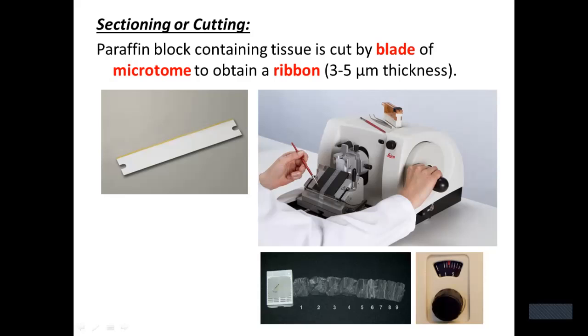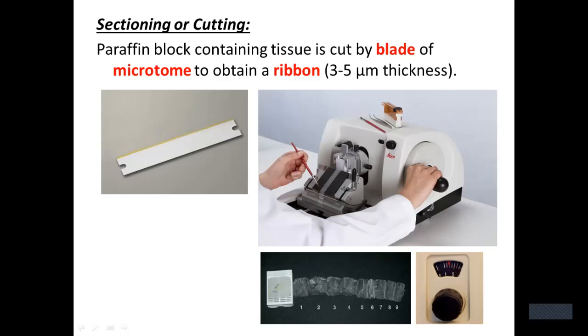By the blade of the microtome, to obtain a ribbon or a slide, a thin section. This thin section is obtained by cutting, and it is 3 to 5 micrometers in thickness. It must be 5 micrometers in thickness. This is cut by the blade.